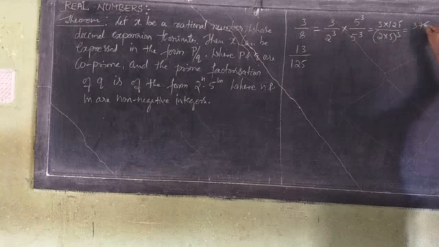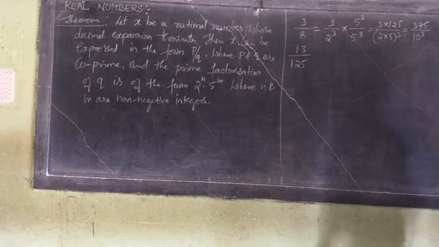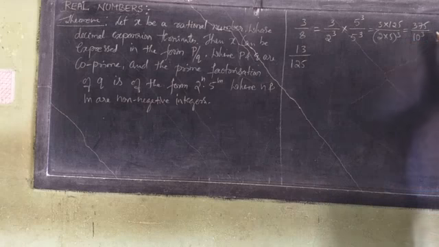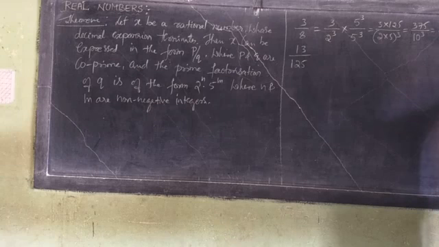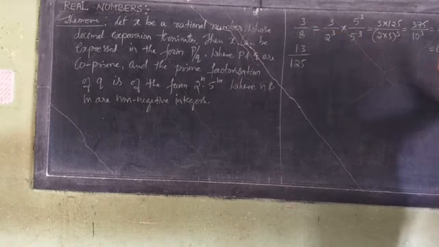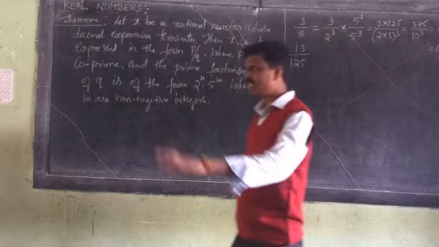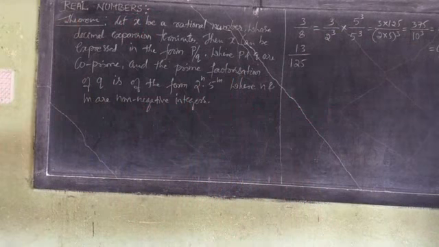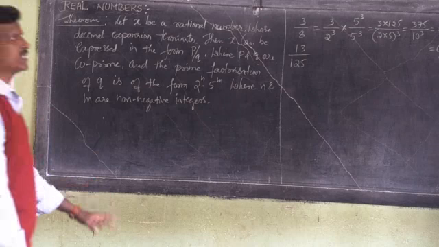3 into 125 is 375. 375 divided by 10 cube. 10 cube means 1000, that is 1 followed by 3 zeros. Therefore after 3 digits we put a decimal point, so this is 0.375. Therefore the decimal expansion of 3 by 8 is 0.375. In this way we can easily write the decimal expansion of any number without actual division.